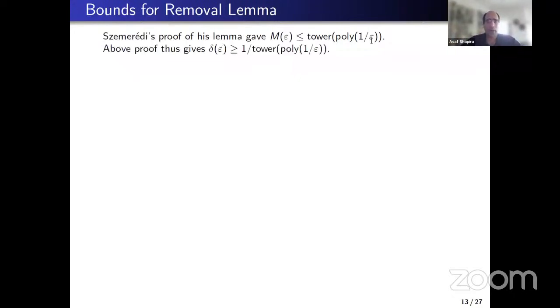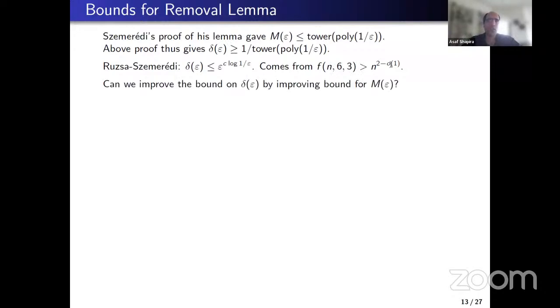So therefore, what the above proof gives is that delta of epsilon, although it's a constant that depends only on epsilon, is 1 over tower of height polynomial in 1 over epsilon. And actually, Ruzsa and Szemerédi proved that delta of epsilon is not polynomial in 1 over epsilon. It is at most epsilon to the log 1 over epsilon. And interestingly, this comes from the lower bound for the 6-3 problem that I mentioned in the previous section of the lecture.